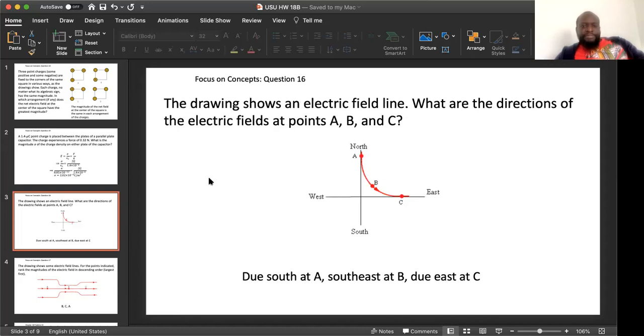Next, focus on concept question 16. The drawing shows an electric field line. What are the directions of the electric field at points A, B, and C? At point A, the electric field is always tangent to the line. At point A, the tangent is going down, so it's going to be due south. At point B, the tangent is going that way, so it's going to be southeast. And then at point C, the tangent is flat this way, so it's going to be due east. So it's always a tangential line. The direction of an electric field is the direction that is tangential to the field line.